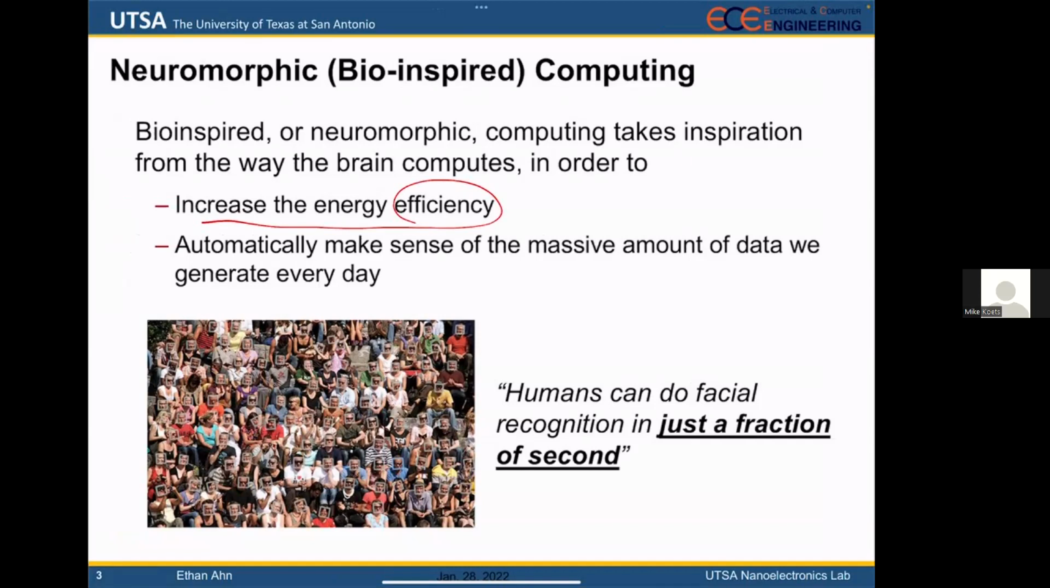For example, if you are given a picture of a lot of people here, then we can recognize human faces in just a fraction of a second, so almost immediately, right? So you can imagine how hard it will be, or how long it's going to take, if we ask the computer to do this same job. So obviously there are a lot of interesting features that we have, and neuromorphic computing is basically trying to develop hardware that can mimic those functions.